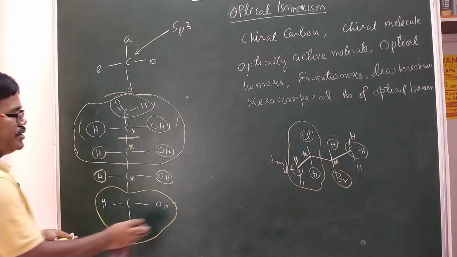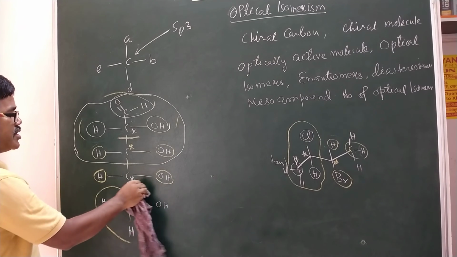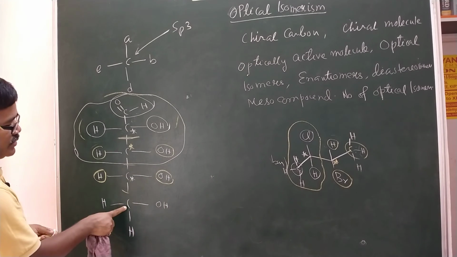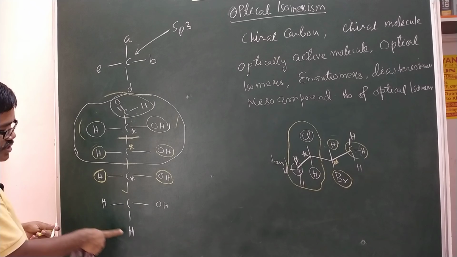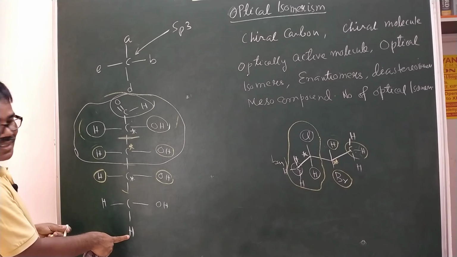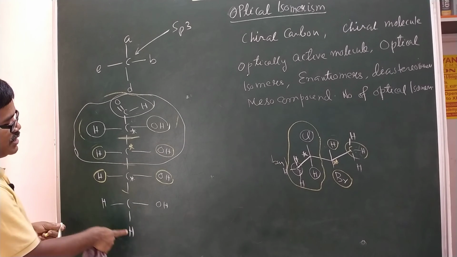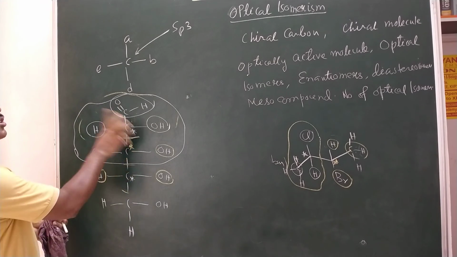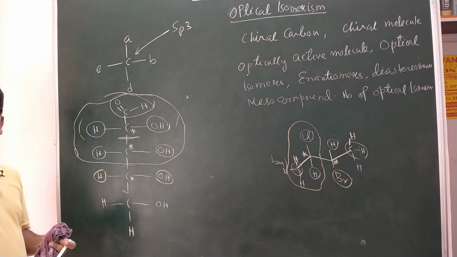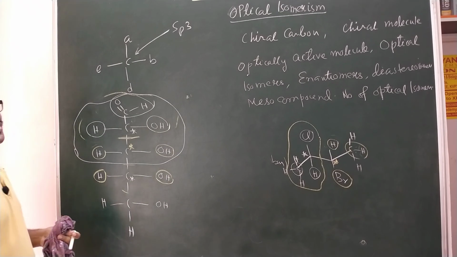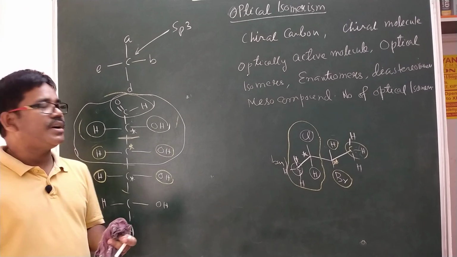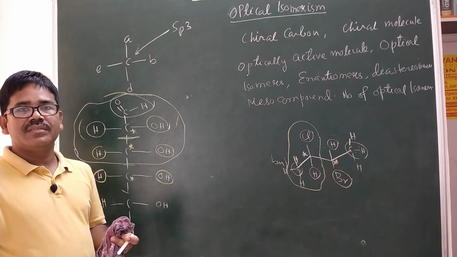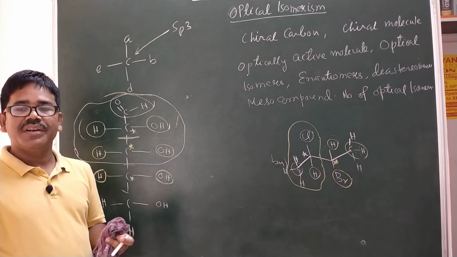Now, if we come to the last carbon, this carbon is not chiral because these two are the same groups, hydrogen, hydrogen. That's why this carbon is not chiral. Therefore, there are 3 chiral carbons: 1, 2, 3. Clear? Very good. This is how we need to identify the chiral carbon. Okay. Thank you.